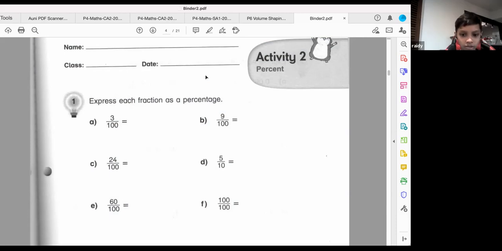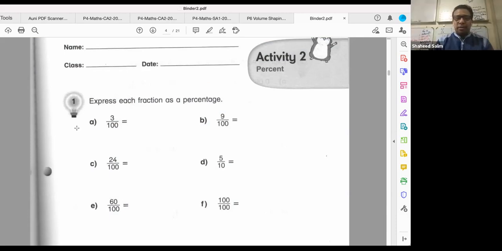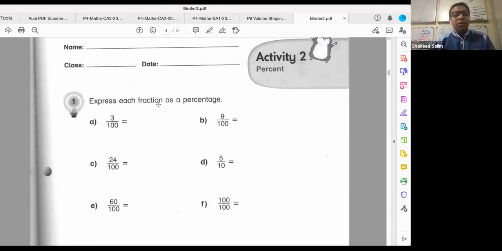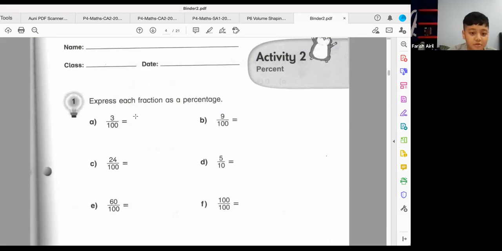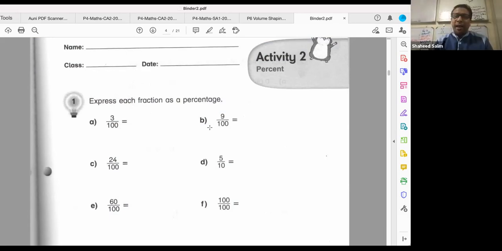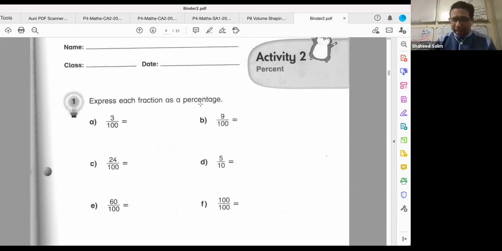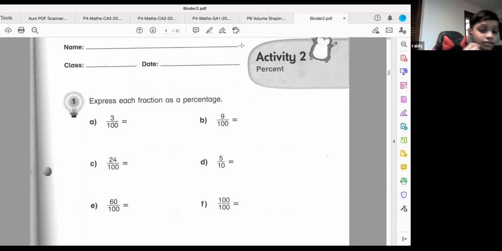Okay, I'll ask you one by one. Okay, we ask Mr. Farish. What's the answer for A? How many percent is this? 0.03. No, but we want the answer in percentage, not decimal. One more time. How many percent is this? 3%. Okay, we ask now Mr. Raidi, how many percent is this? 9 out of 100. No, how many percent? 9%. Yes, just say 9%.